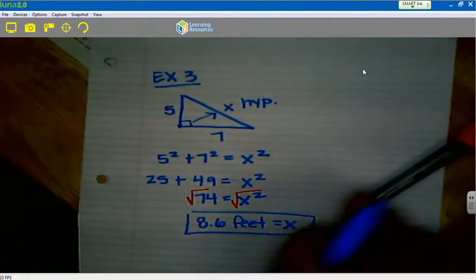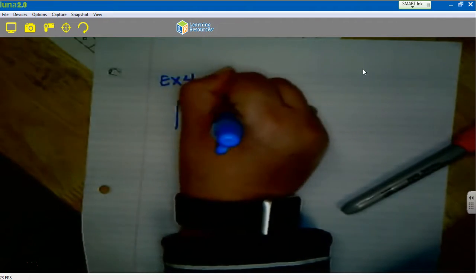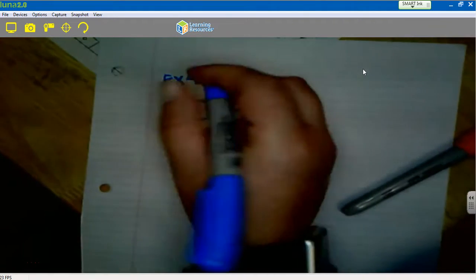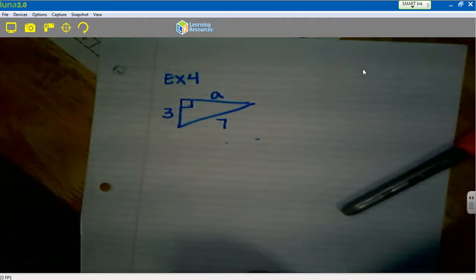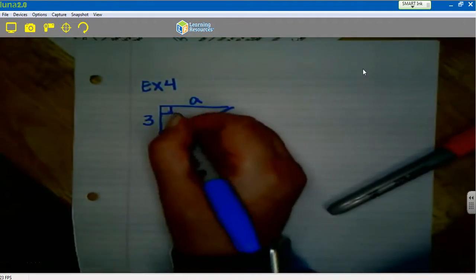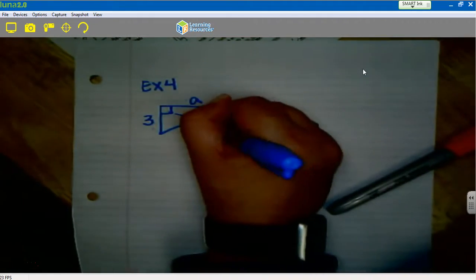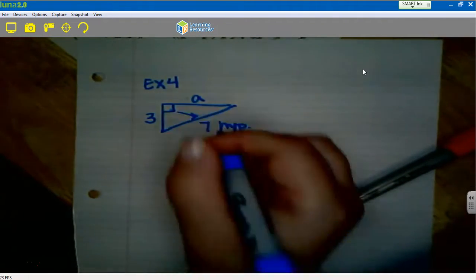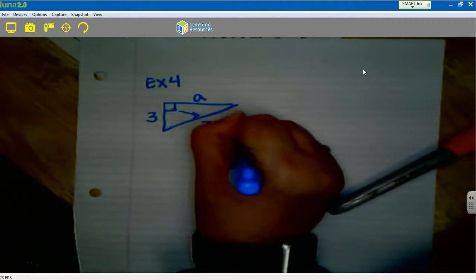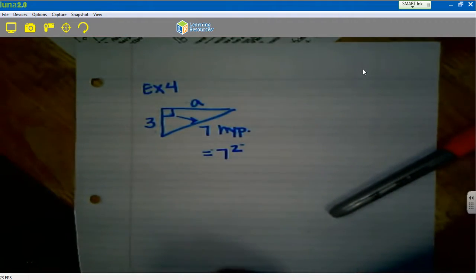All right, last page. Let's take a look at example 4. You have a side that's 3, a side that is A, and a side that is 7. So again, identify your hypotenuse. So that hypotenuse is going to be isolated on its own side squared. So we know we have to equal 7 squared.